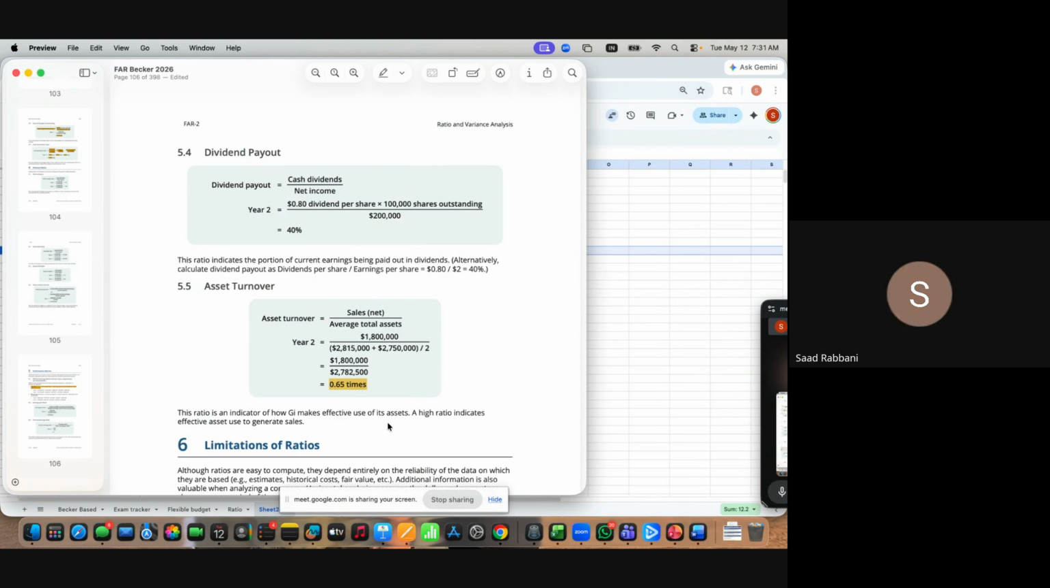Is this different from the formula we did before? No, it's exactly the same. Calculate kar lo, aapka number match hona chahiye.